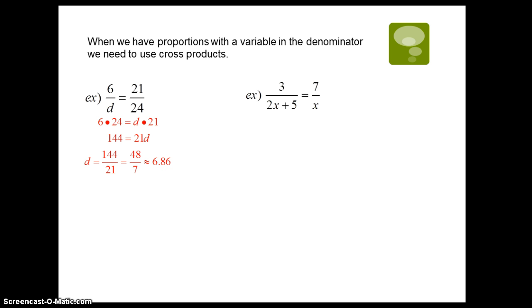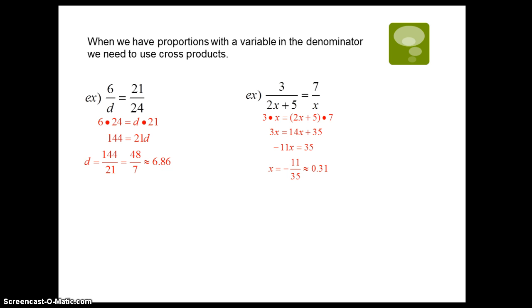Now the second one looks a little more confusing, but if we take it step by step, we're going to come up with an answer. So cross products, 3 times x, that's pretty basic, and then 2x plus 5 times 7. Now we put the 2x plus 5 in parentheses to remind us that that is one value. We don't want to split that up. So 3 times x is 3x. And then to use the second piece, we need to use the distributive property. So 7 times 2x is 14x, and 7 times 5 is 35.